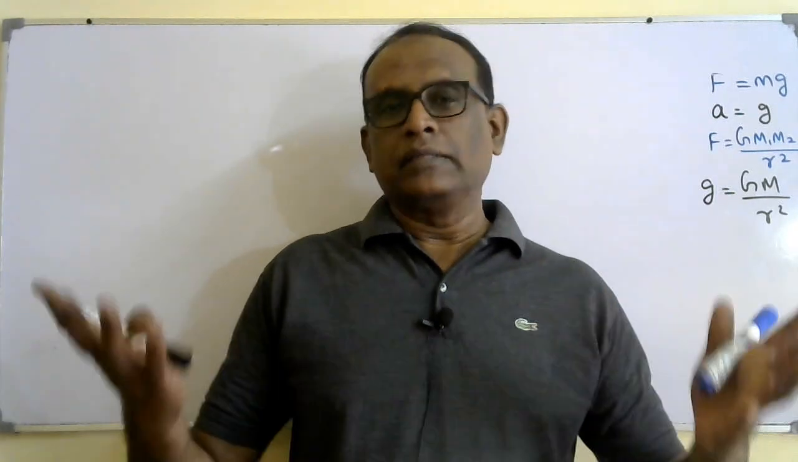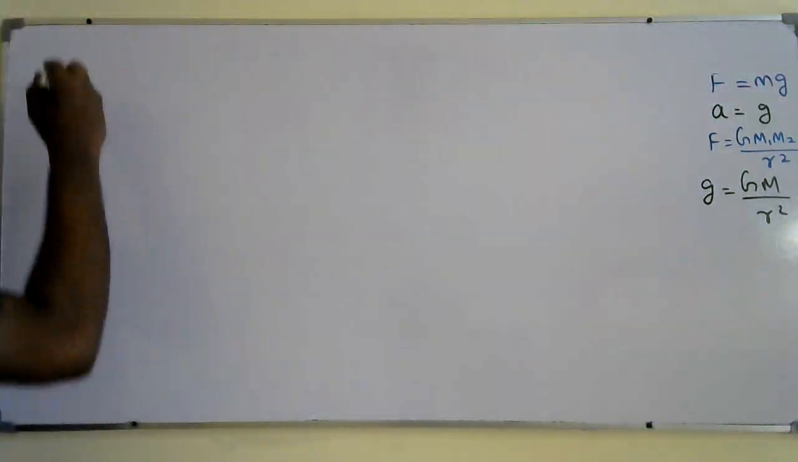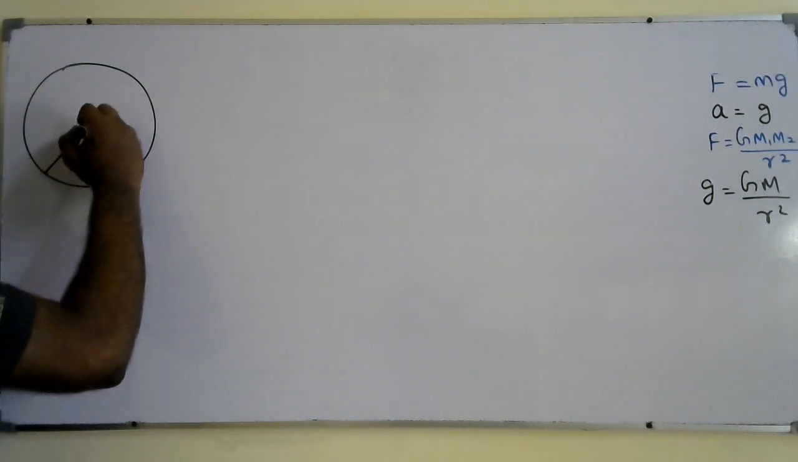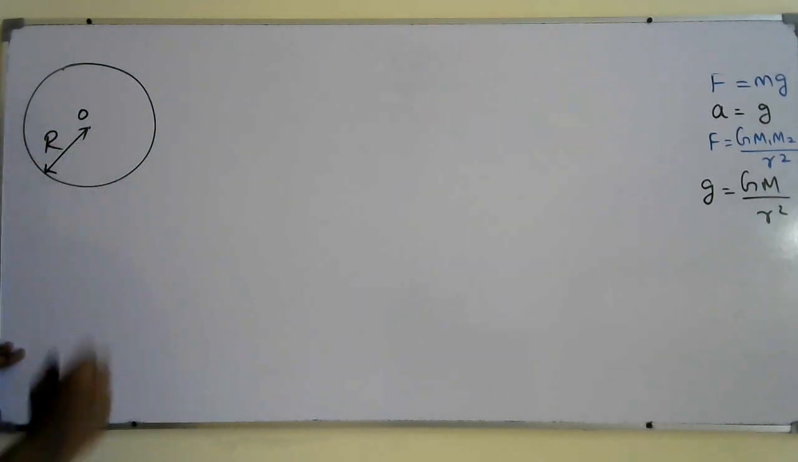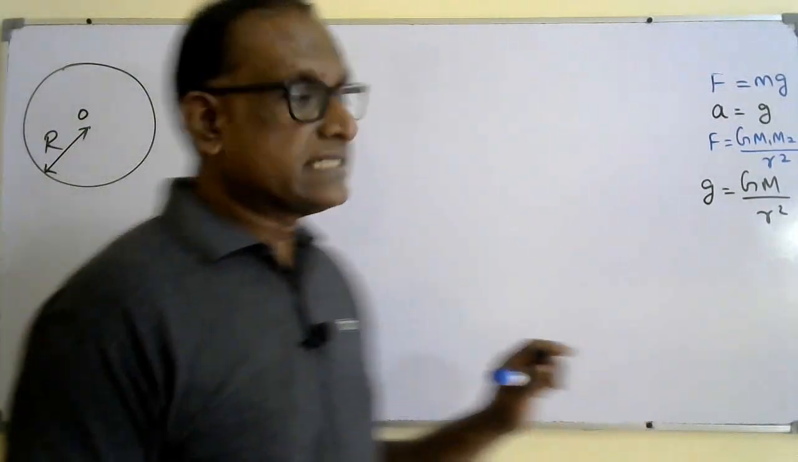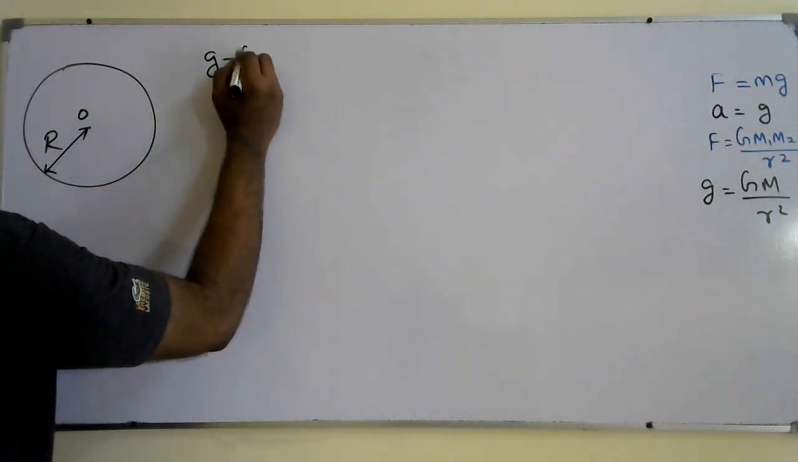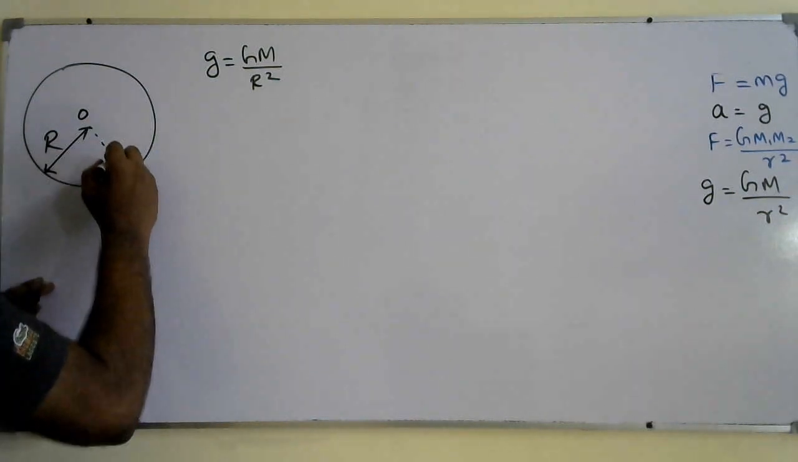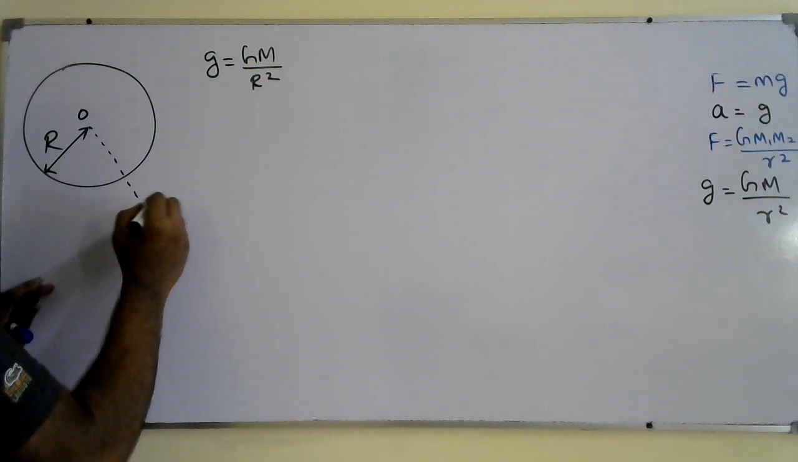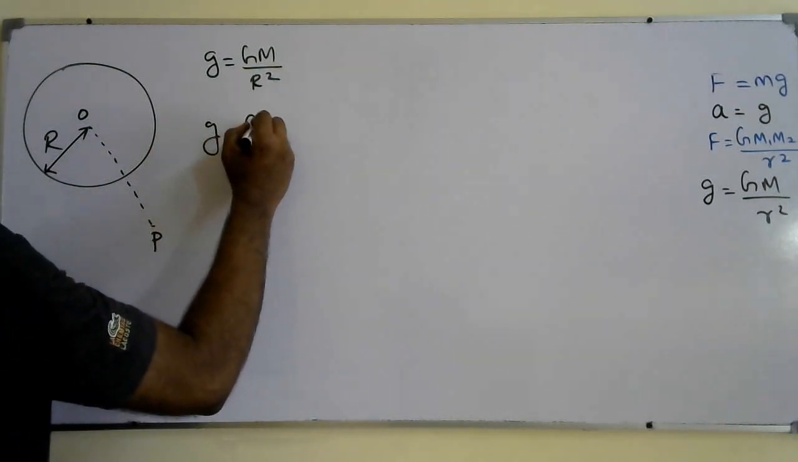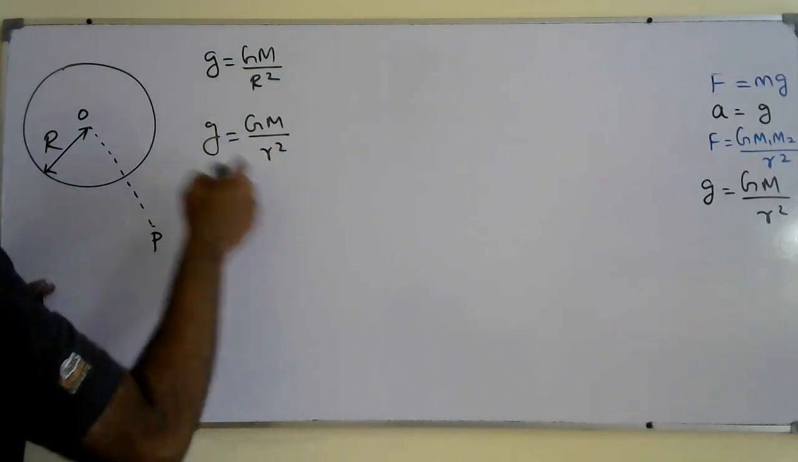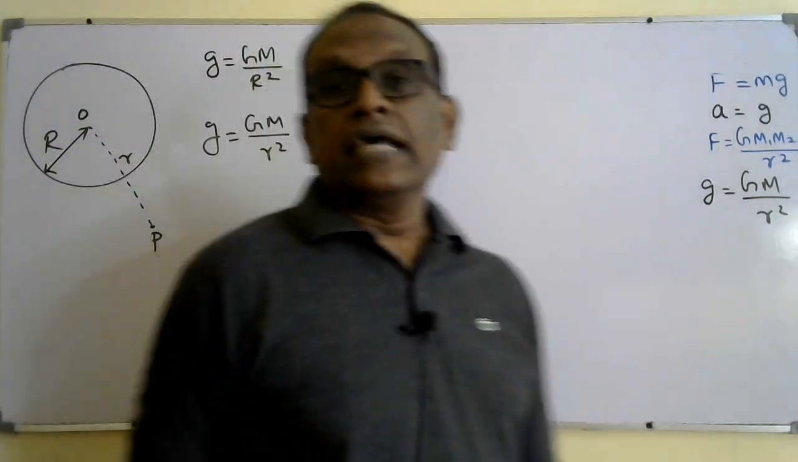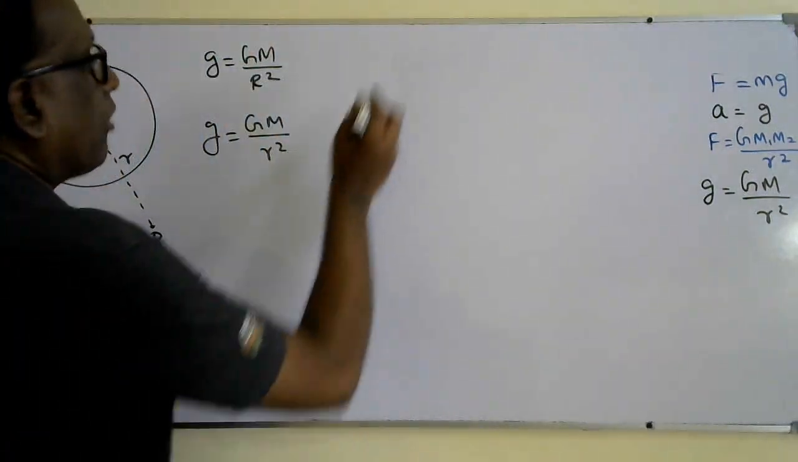Okay, so if there's a planet of mass M, which normally is spherical, and the radius of the planet is capital R, with the center of the planet at O, then the gravitational field strength on its surface is given by g equals GM over r squared. At a distance r from the center, outside the planet at point P, it is given by g equals GM over r squared, where r is the distance of the point P from the center of the planet. So that obeys the inverse square law.